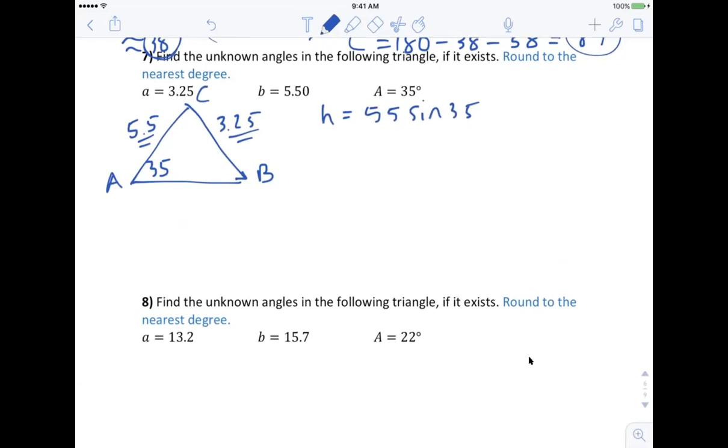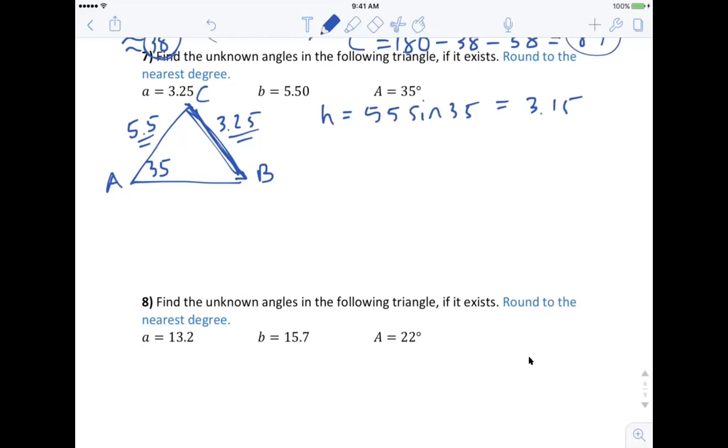Okay, that's 3.15, which is good. Well, maybe it's not good, but that means that this is long enough. So that height is 3.15. That means 3.25 is long enough. Here's a scenario where you have two possible triangles. So we need to get two sets of solutions for that, right? For B sub 1 and B sub 2 on this one.